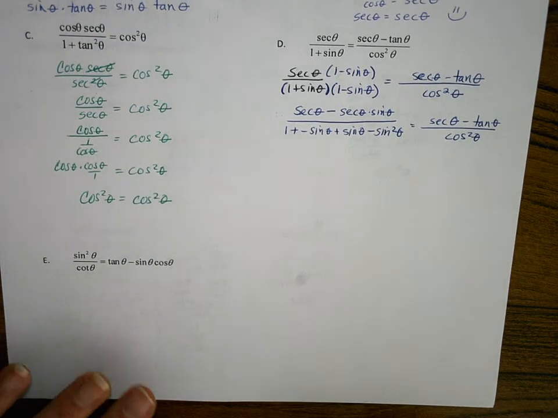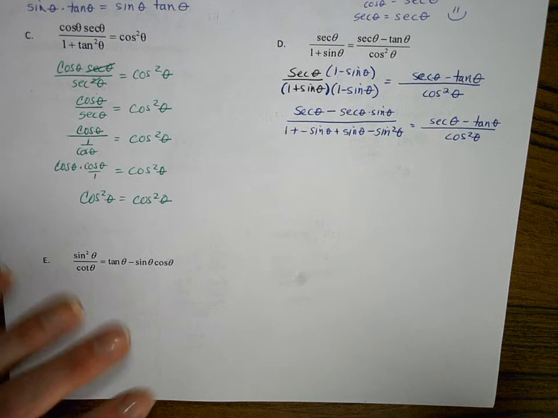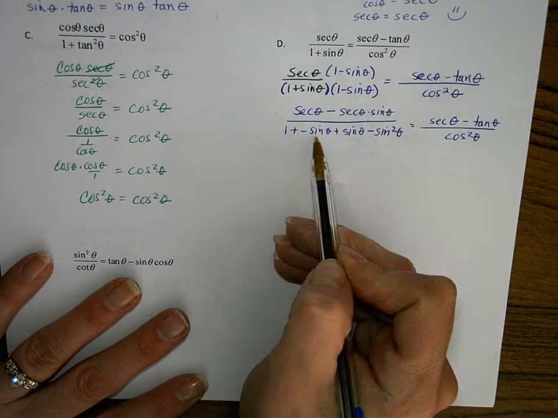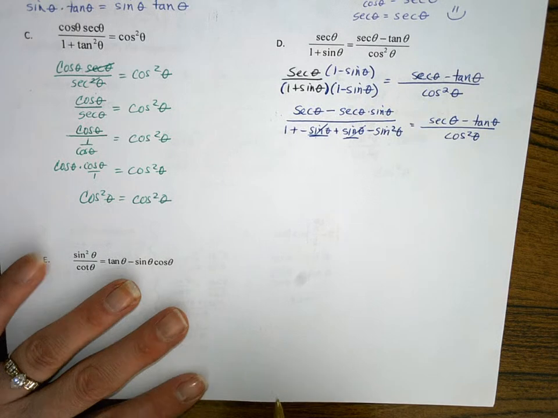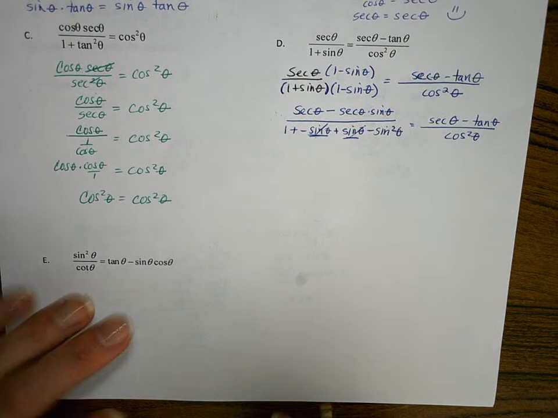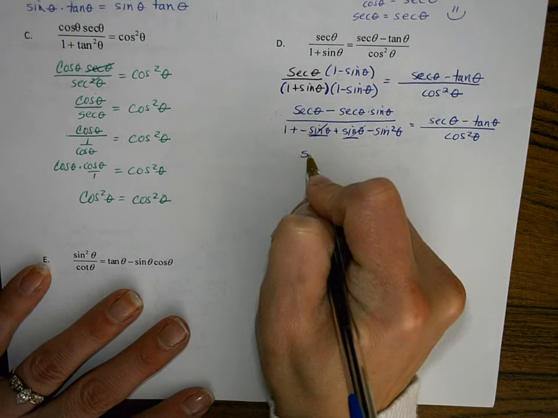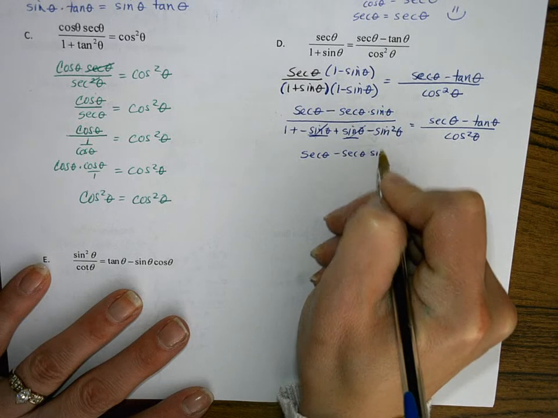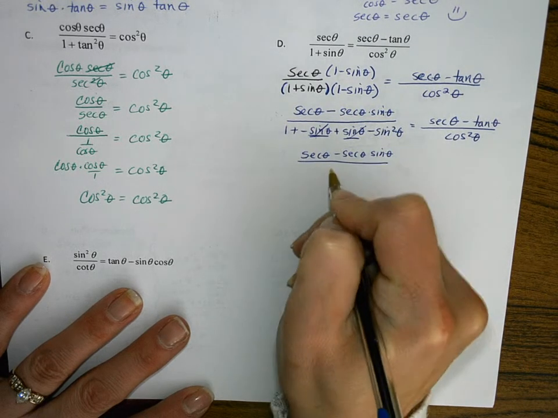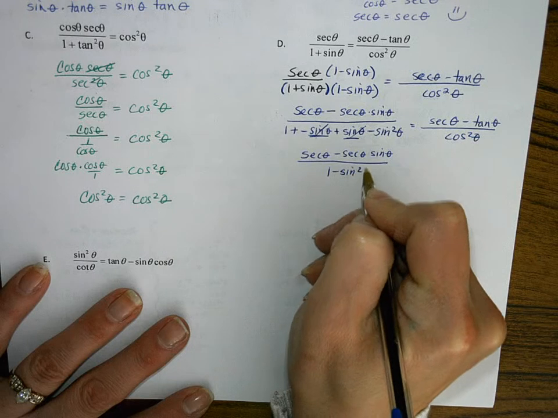Anything you notice? All right, bottom cleans up, absolutely. Negative sine and positive sine are going to cancel. They're conjugates. That is exactly what should happen. So in my numerator, I have secant theta minus secant theta sine theta, over, in my denominator, I have 1 minus sine squared of theta.